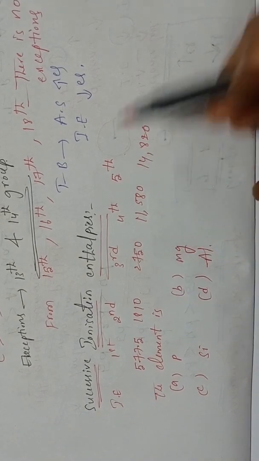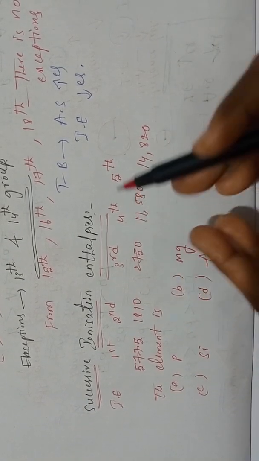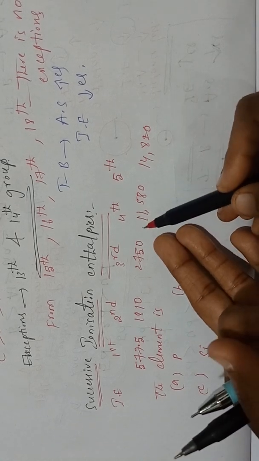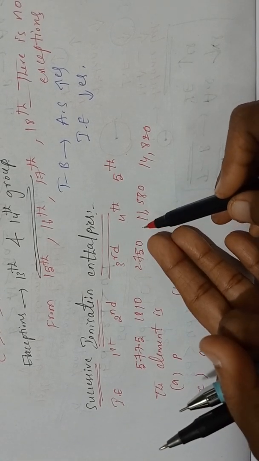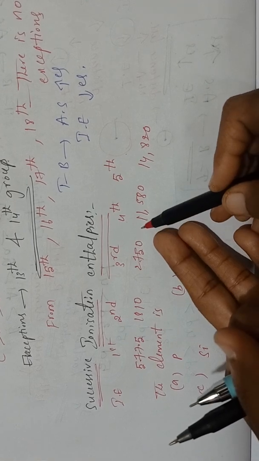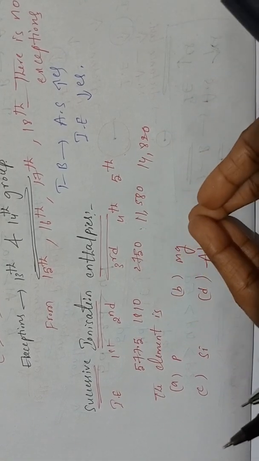Nearly 8,000, that much difference will be there. More difference is there. So here, I think the atom is stable. That's why we are supplying more energy to remove the electron, students.